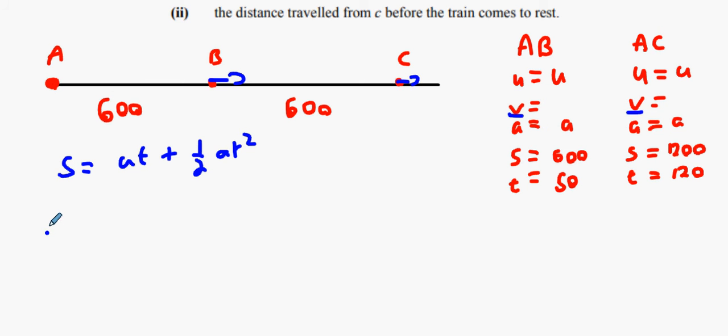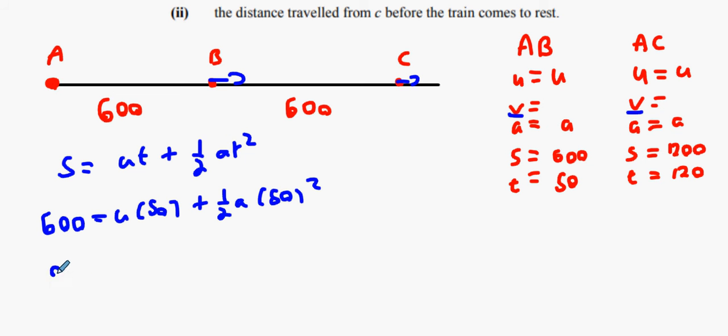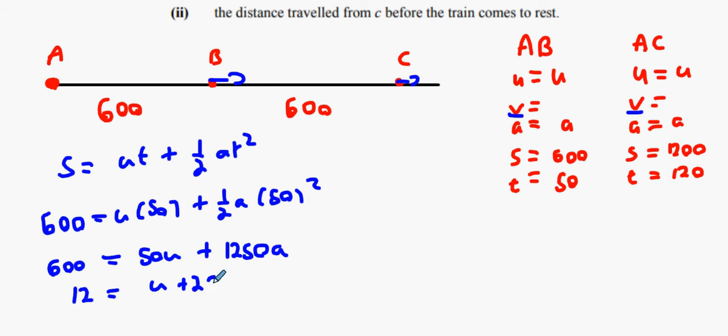And then you get 600 equals UT, which would be U times 50, plus a half A times 50 squared. Okay, we're going to have 600 equals 50U. And what's 50 squared then? 2,500 divided by 2 is 1,250A. Divide both sides by 50, and you should get 12 equals U plus 25A. Everybody cool with that?